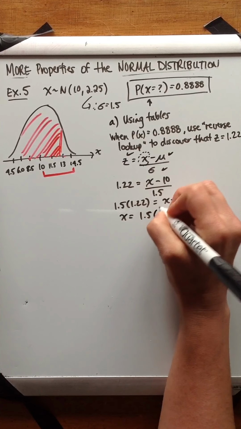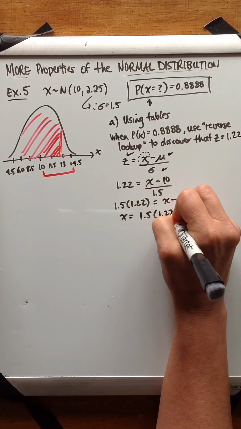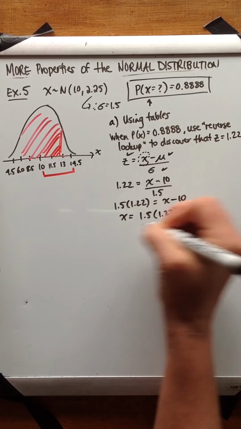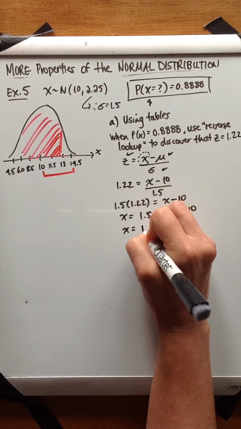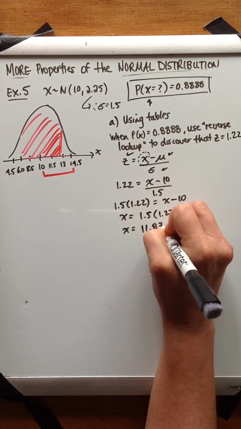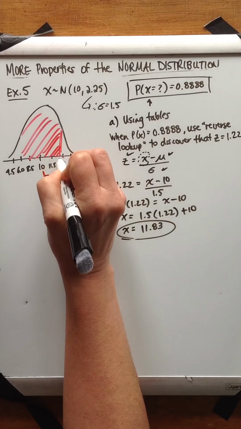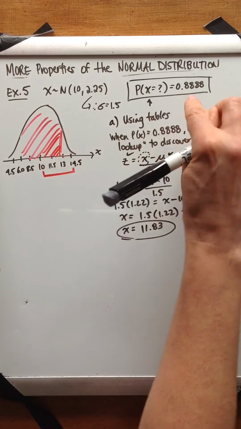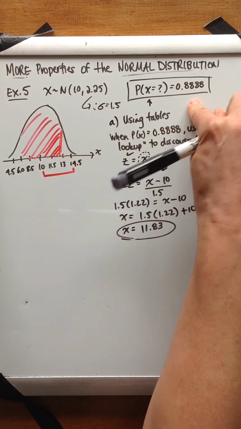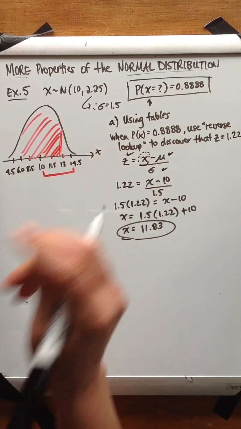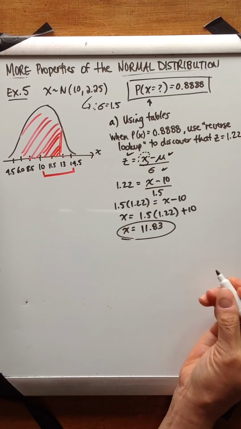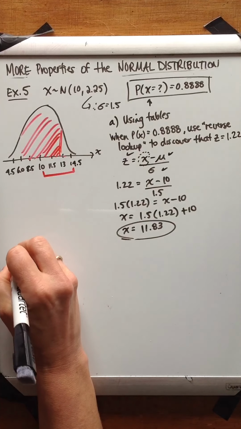So x is equal to 1.5 times 1.22 plus 10. And that comes out to 11.83. And that makes sense, right? We knew that this x value, to have an area under the curve of 0.8888, had to be somewhere in this region, so that's reasonable. Now, how would we do this using Google Sheets?